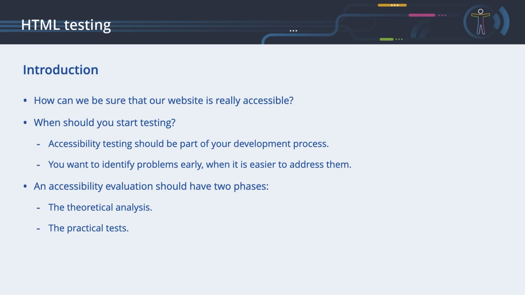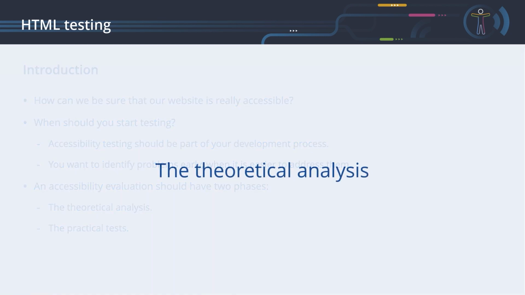An accessibility evaluation should have two phases: the theoretical analysis, the practical tests. The theoretical analysis.